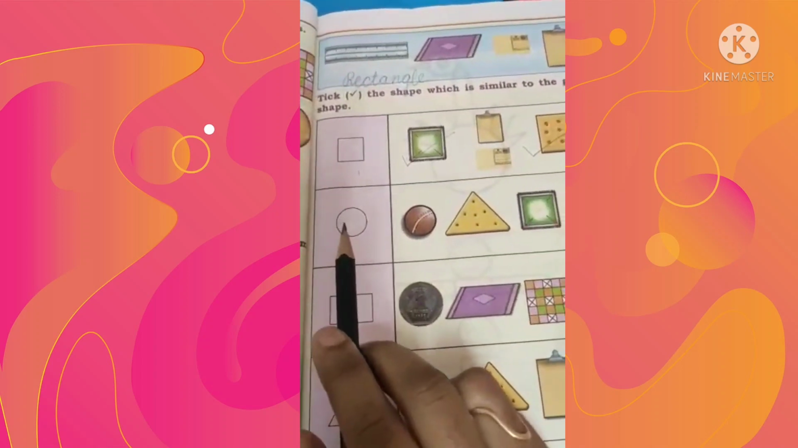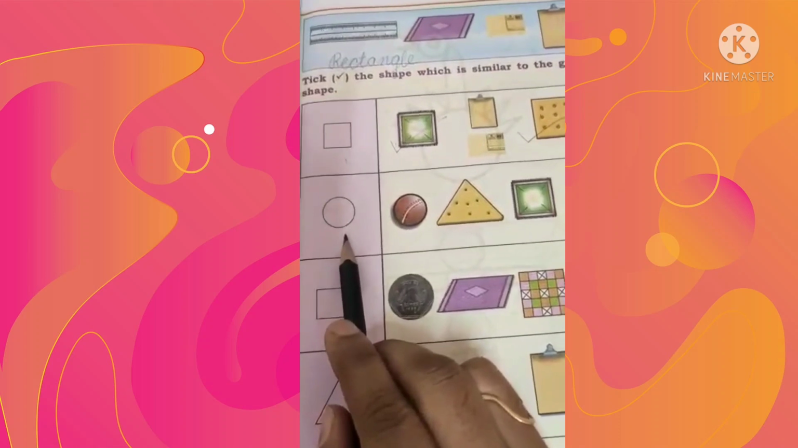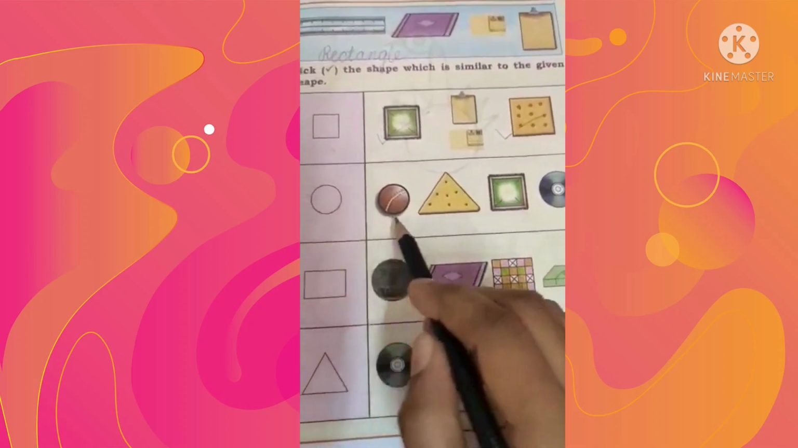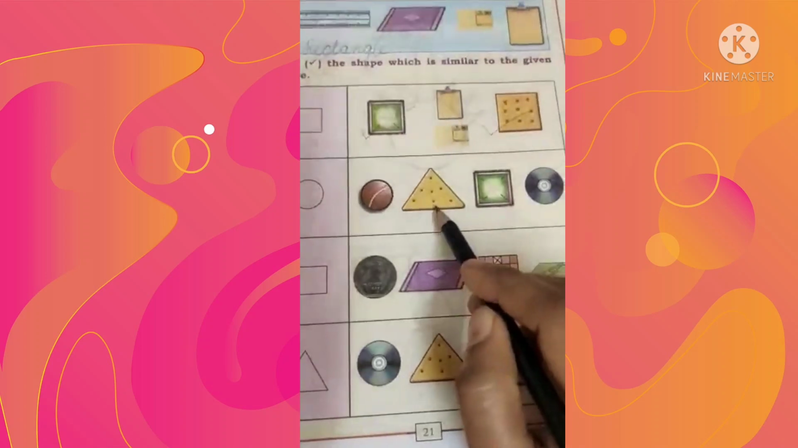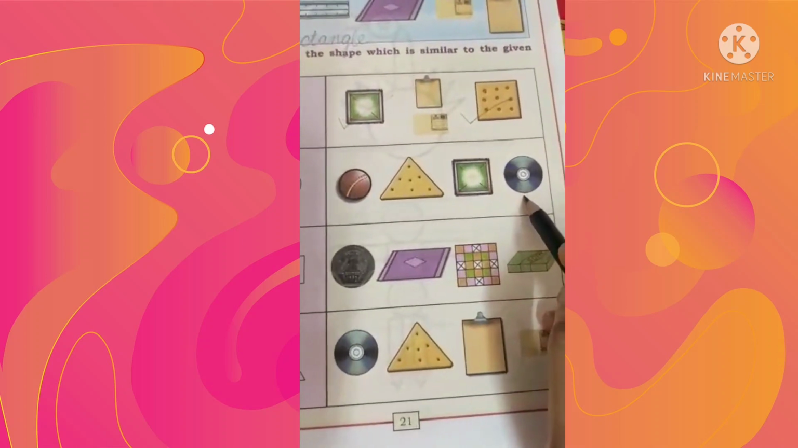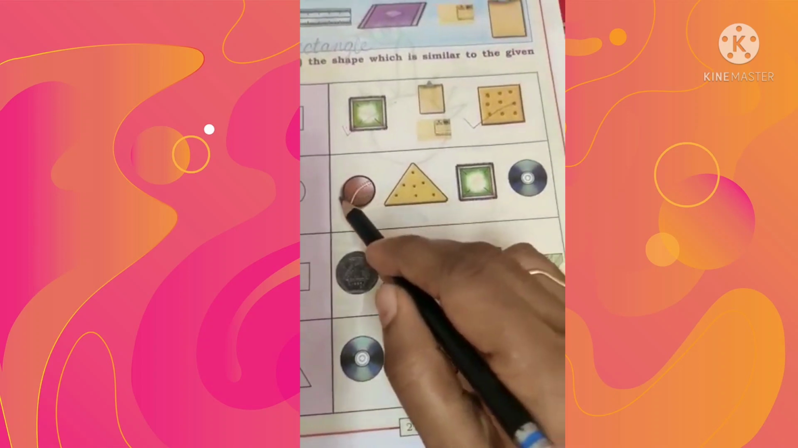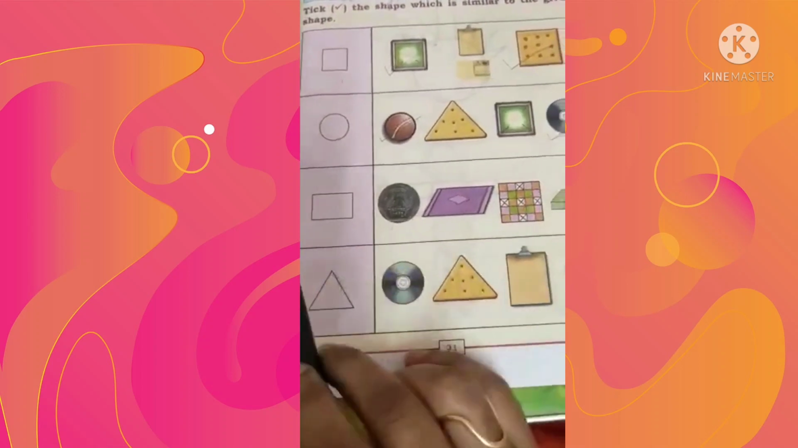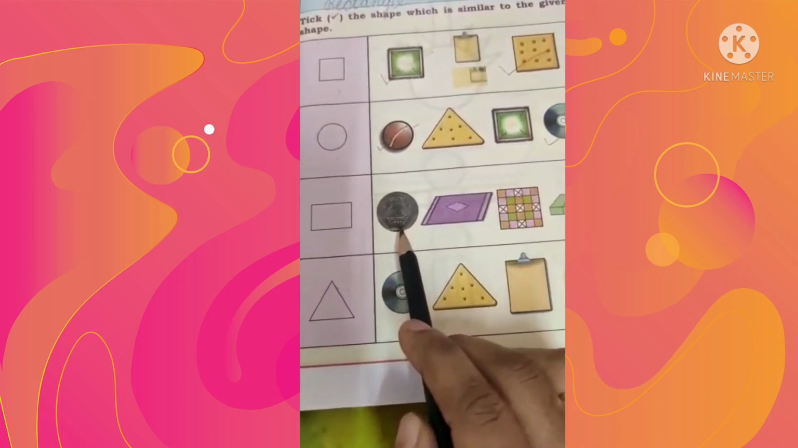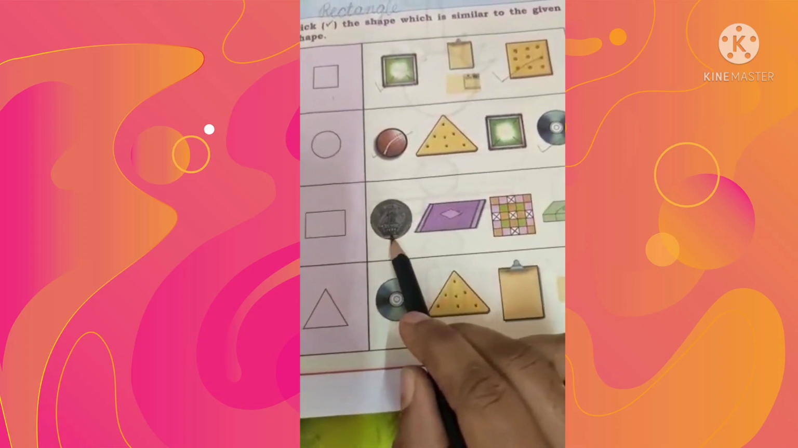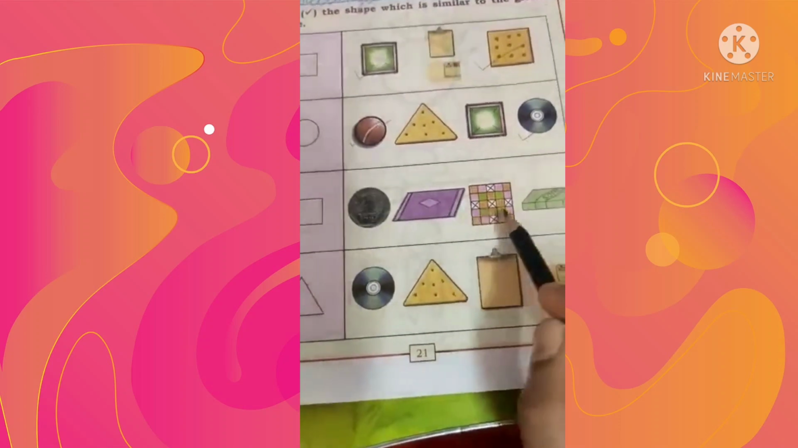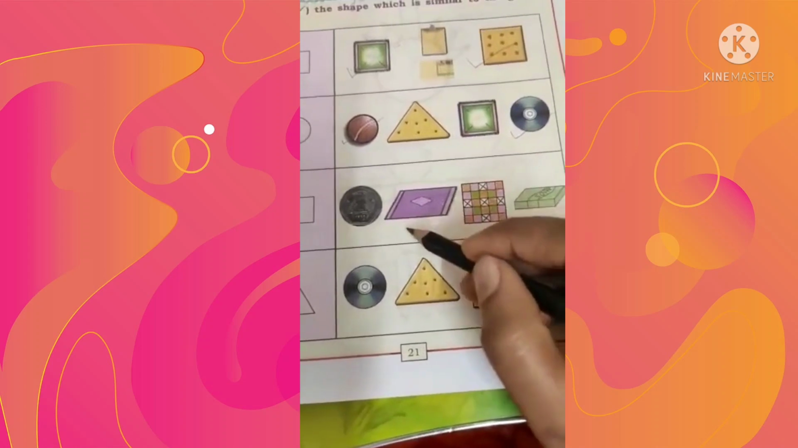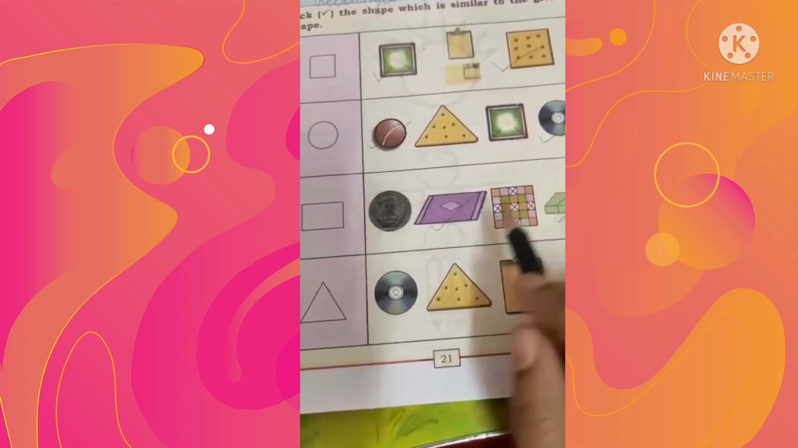Next, circle. You have to put right mark for the circle shaped objects. Now, ball, biscuit, mat and CD. So, in this ball and CD are circle shaped objects. Now, rectangle, tick right the rectangle shaped objects. Coin, mat, Chinese checker, soap. In this, mat and soap are examples for the rectangle shape.